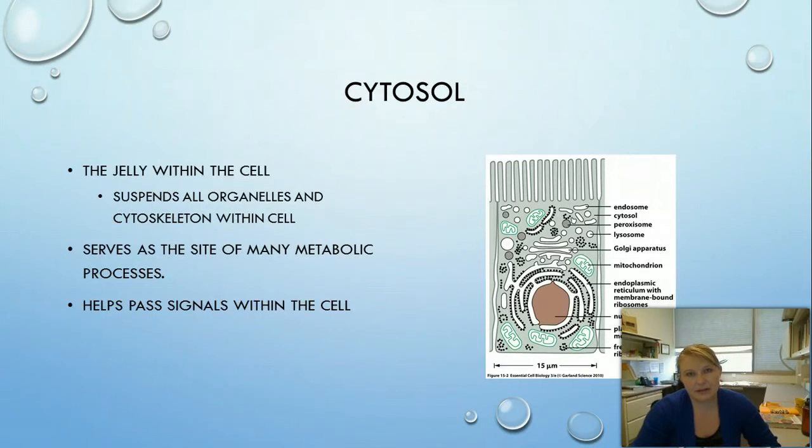Our first compartment we're going to talk about is the cytosol. Remember, the cytoplasm is referring to the jelly plus everything suspended in it. The cytosol is just the jelly that suspends organelles and the cytoskeleton. It's kind of what keeps everything together. And it serves as the site for a lot of metabolic processes. And it helps pass signals. So it's really this big messenger system. It allows for a lot of things to occur. It allows for transport to occur. The cytosol is a really important compartment within the cell. Without this, we wouldn't be able to as easily pass signals or transport items throughout the cell.